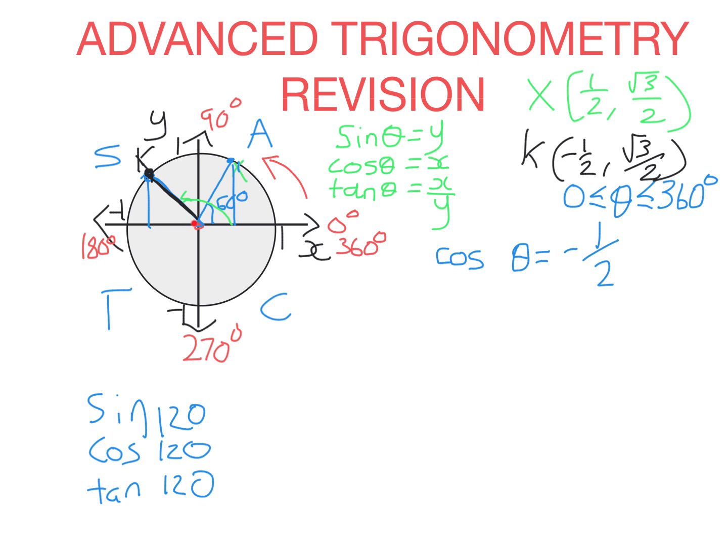So the x-coordinate's negative a half because these distances are the same. The only difference is x is negative in this quadrant. The y-coordinate is the same because these distances are the same. They're both root 3 on 2. So sine of 120 is the y-coordinate at this point, which is root 3 on 2. It's the same as sine of 60. Cos of 120 is the x-coordinate, so it's the same half, but it's now negative. And tan of 120, tan is always sine divided by cos. It's just that divided by that, it will be negative root 3.